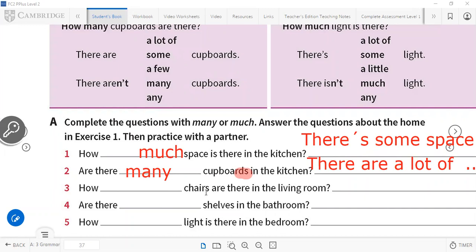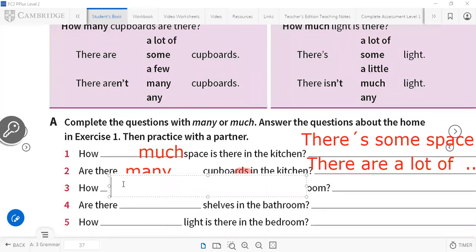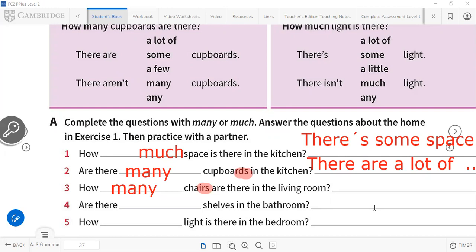Another one: how many chairs are there in the living room? What do you think comes here? Yes, for sure. We have to identify again that it is chairs, and that it comes in plural, right? So it's going to be easy. We use many. How many chairs are there in the living room? So we have to use there are, for sure.